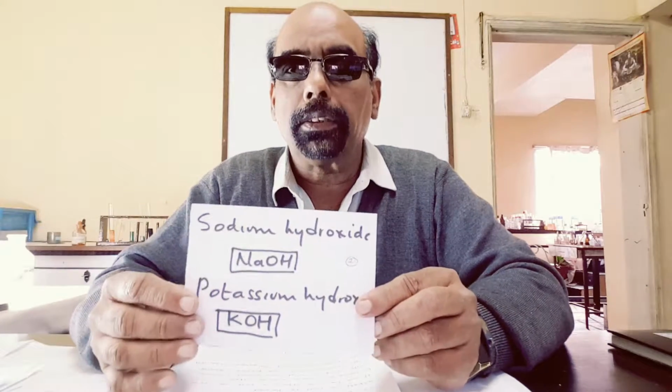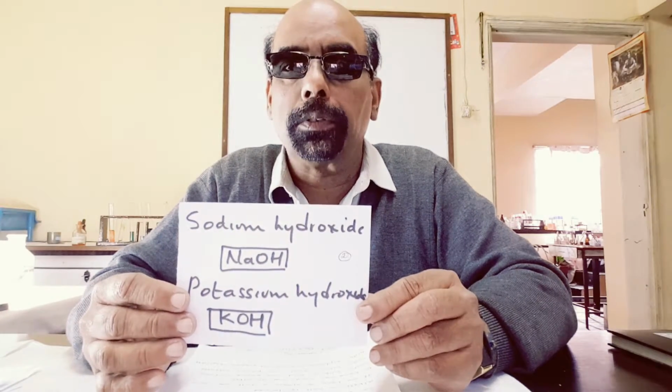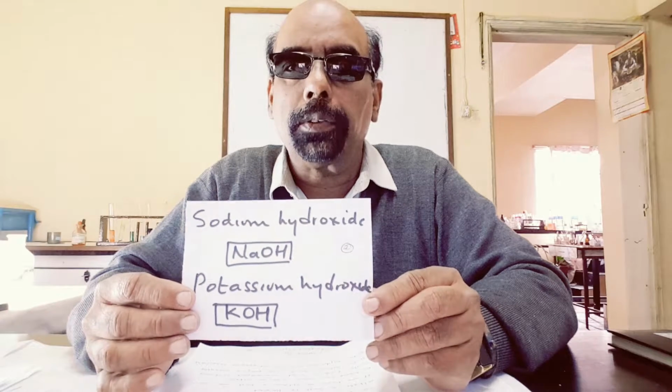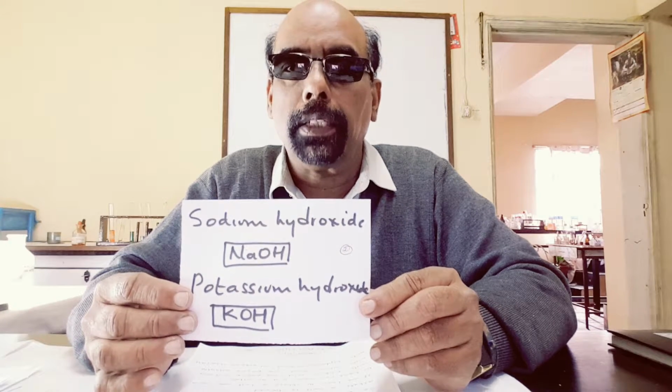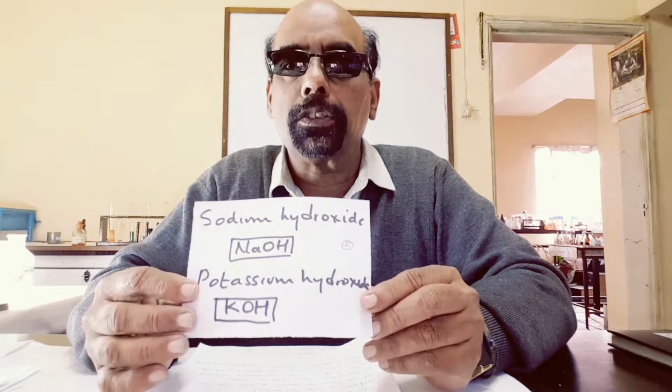Some examples of alkalis are sodium hydroxide, potassium hydroxide, calcium hydroxide. Sodium hydroxide contains sodium and hydroxide. Potassium hydroxide contains potassium and hydroxide. Calcium hydroxide contains calcium and hydroxide.